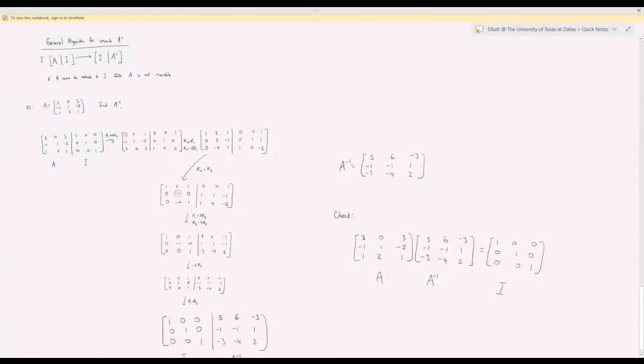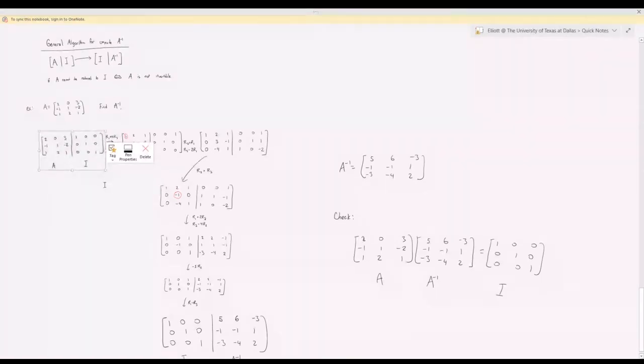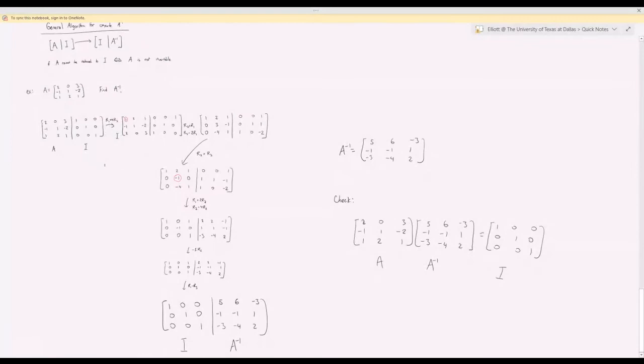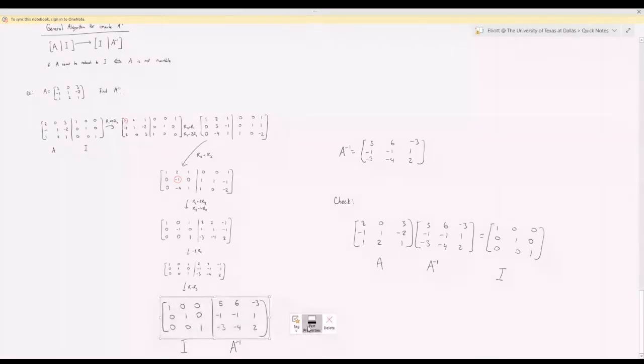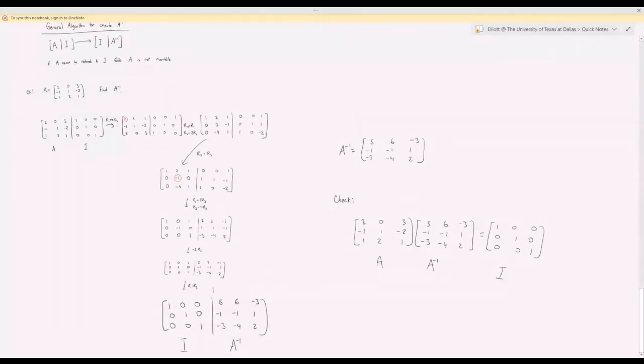So I went over the general procedure for computing the inverse of a matrix. So what you do is you start with the matrix A and you augment it with an identity matrix. And then you start performing row operations until you've reduced A to an identity matrix. And then whatever you have on the right-hand side is going to be the inverse of A.